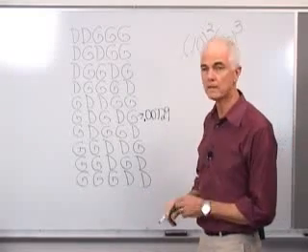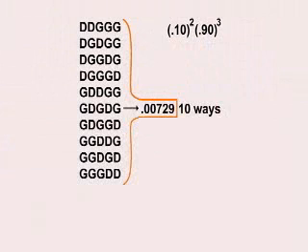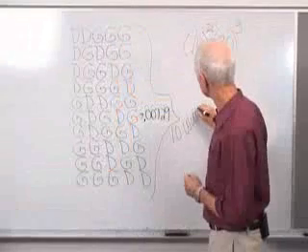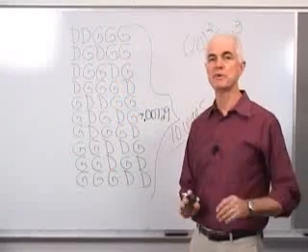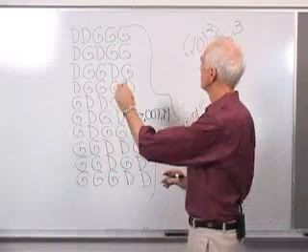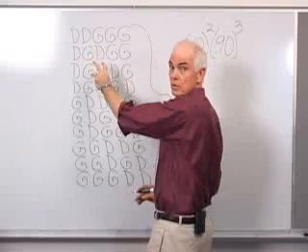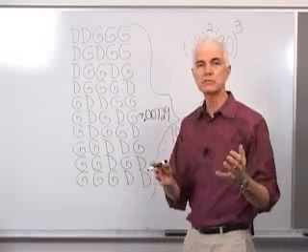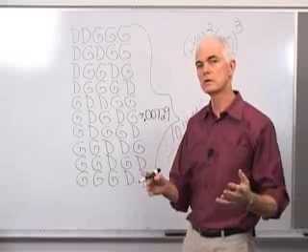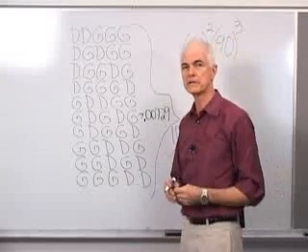0.00729. If we count all these sequences, it turns out that there are exactly 10 ways that you can get 2 defects out of 5 parts. So we can get 2 defects this way, or this way, or this way, or this way. We learned from our probability rules and laws that when we use the word or, it usually has to do with the addition law or additive property.